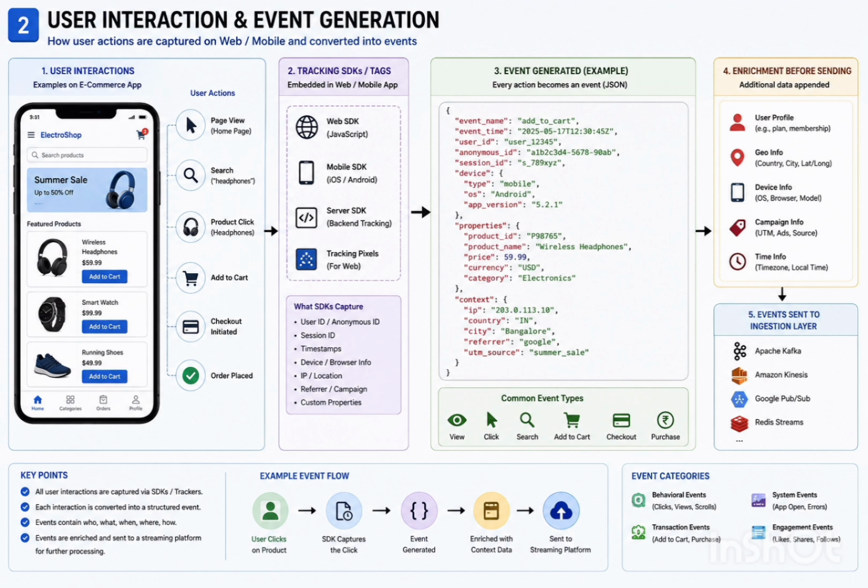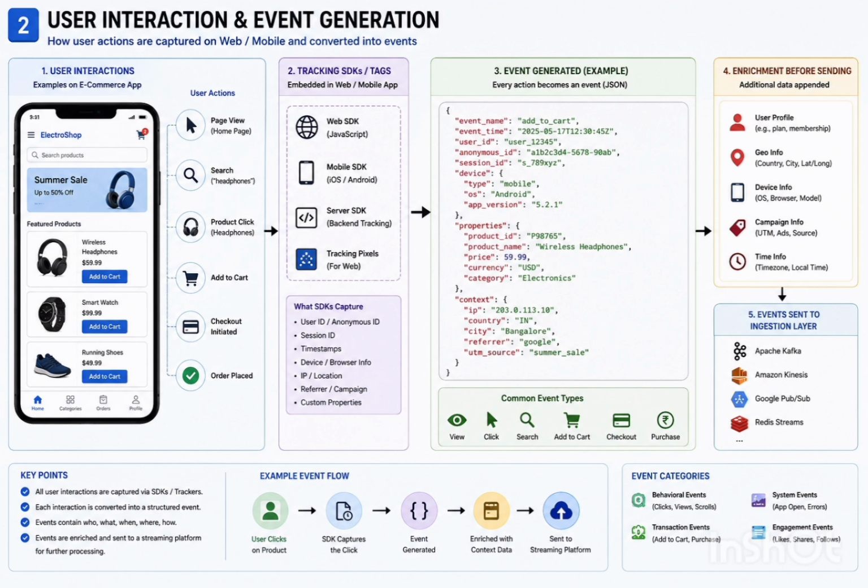Now let's talk about event types. Not all events are the same. Companies usually collect several categories of events: behavioral events, transactional events, system events, engagement events, etc. Together, these events create a complete picture of users' behavior. At this point, the event has been captured, it has been enriched, it's now ready to leave the application.